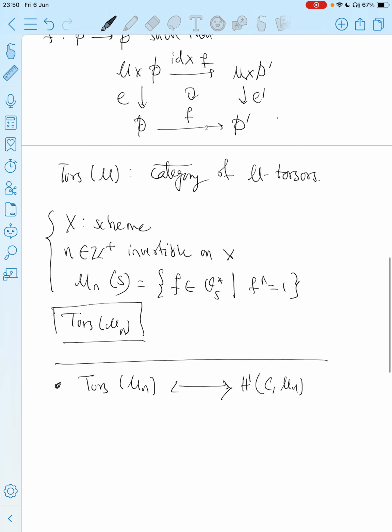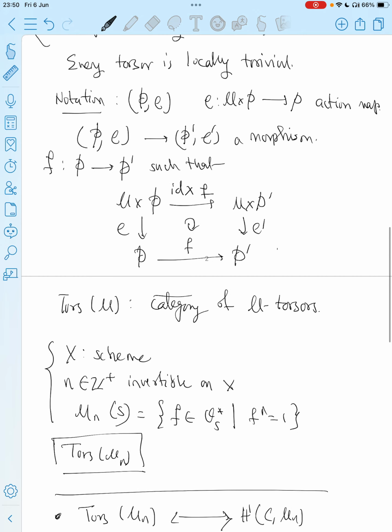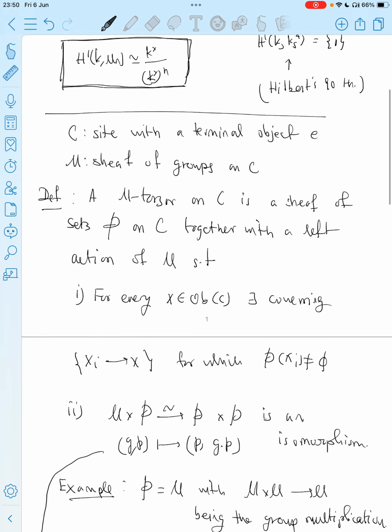And from there, you need to define another category, which is the category of invertible sheaves on X such that the nth power of the sheaf is trivial. That category will be equivalent to the category of mu n torsors. From there, we then need to use this identification of mu n torsors with the first cohomology to conclude the Kummer theory. That I will discuss next.